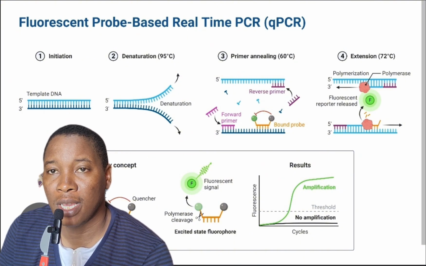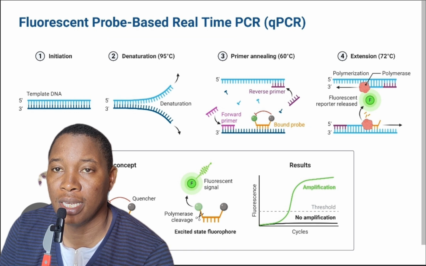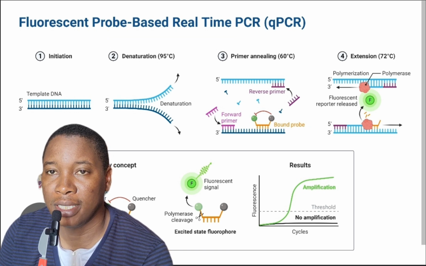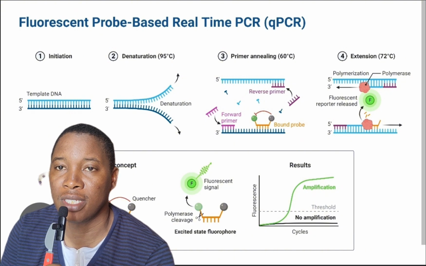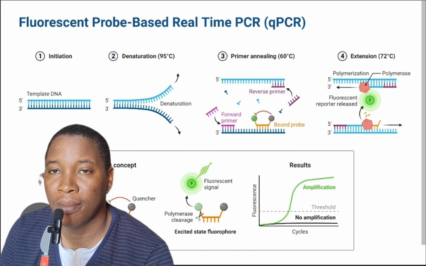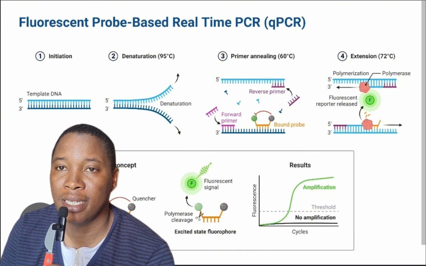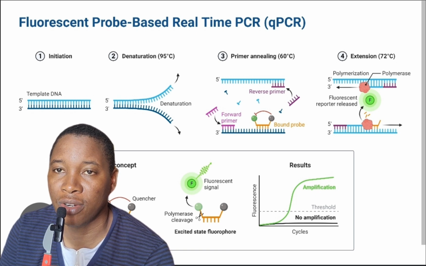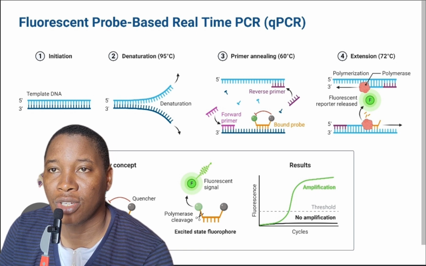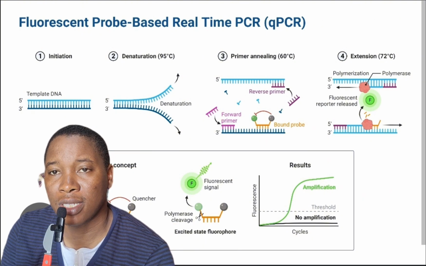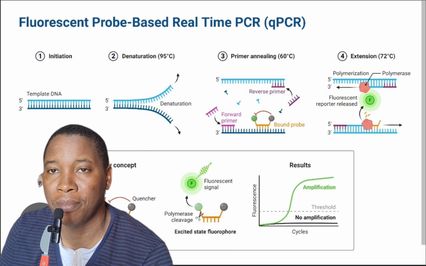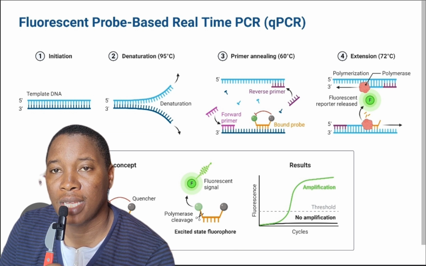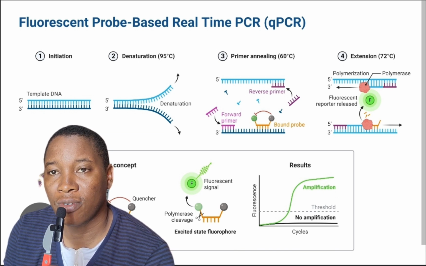So, as we have said before, the cycles in the PCR method, you have your denaturing of the DNA of interest, then you have the annealing, and then the extension. So all these processes also take place in the real-time PCR. But the only aspect that has been added to the real-time PCR is the detection phase.